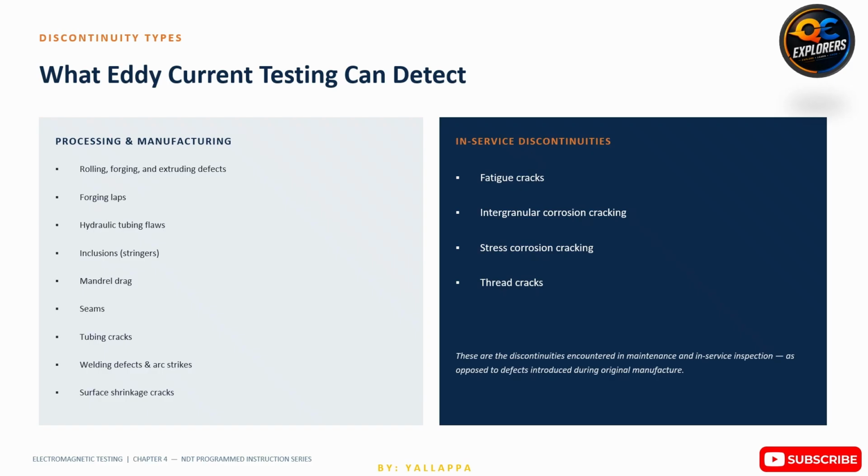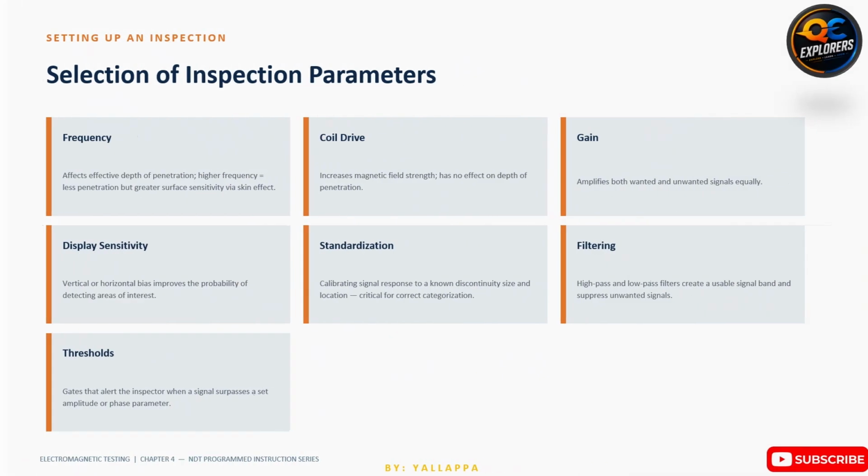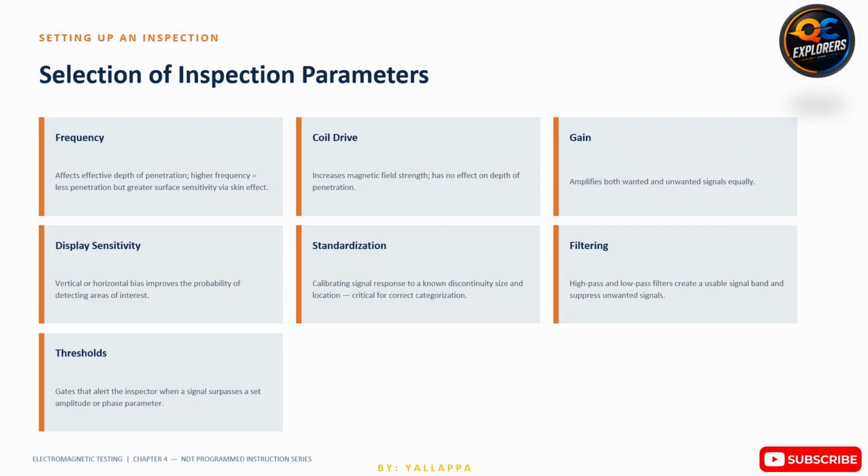Now that we know what types of discontinuities can be detected, let's examine how inspectors configure the instrument to achieve reliable and repeatable inspection results. A successful eddy current inspection depends not only on the equipment, but also on selecting the correct inspection parameters. Even the best instrument cannot produce reliable results if it is configured incorrectly.